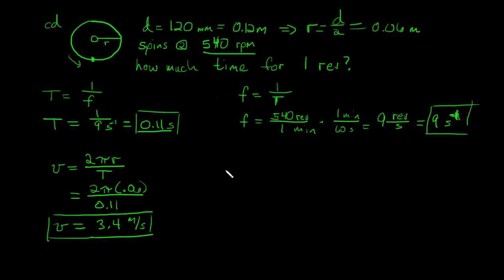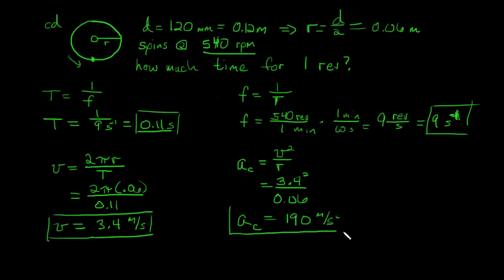Why don't we do acceleration? The acceleration in a circle, remember, is centripetal acceleration, and that's defined as v squared over r. So you can see it's just a substitution. V squared, that's 3.4 squared, divided by the radius, which is 0.06. So you get a centripetal acceleration of 190 meters per second squared. So big acceleration, but that makes sense. It's a small circle, so this thing has to whip around really fast at 3.4 meters per second.